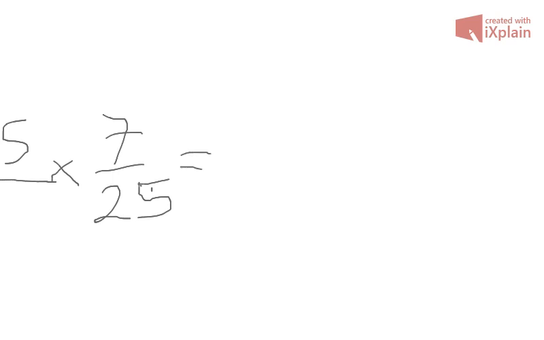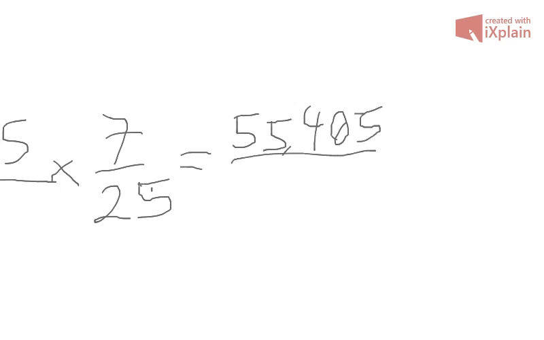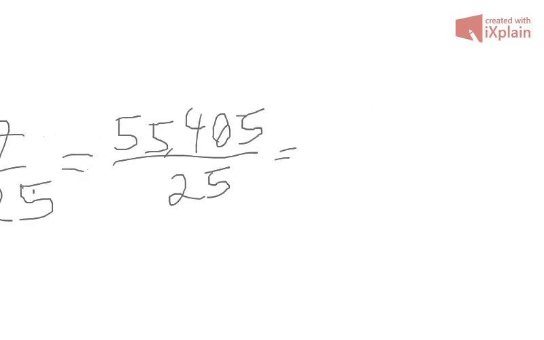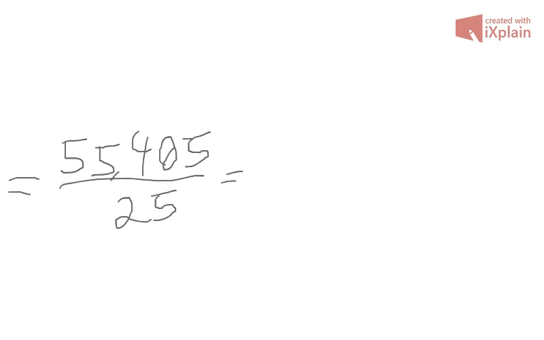When you do the math on that, you're going to find out that the numerator is 55,405, and 1 times 25 is, of course, 25. Now, the first thing that we should notice is both that numerator and that denominator end in 5, which means that both of those numbers are divisible by 5. So my next step was to divide them both by 5. So that numerator becomes 11,081, and the denominator becomes 5.